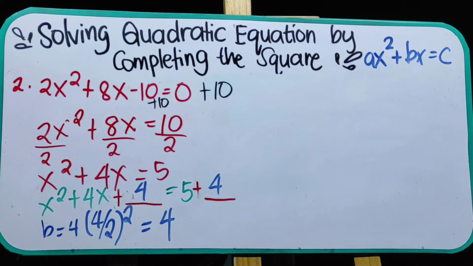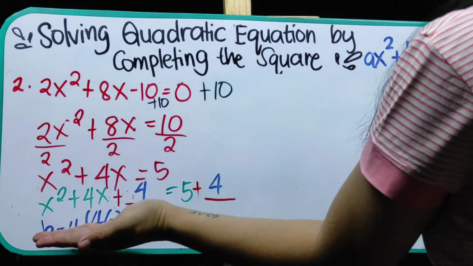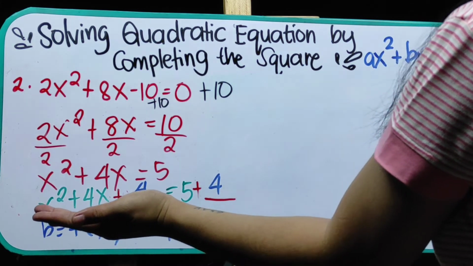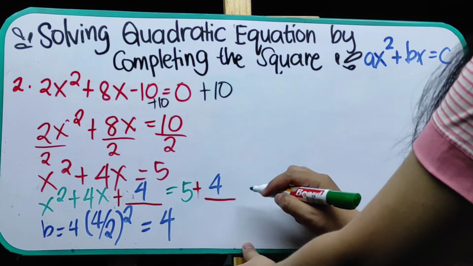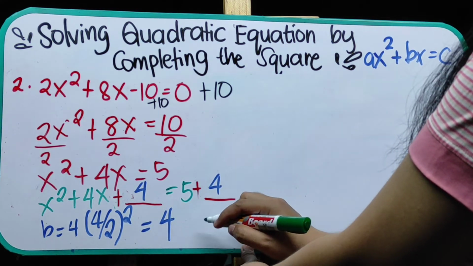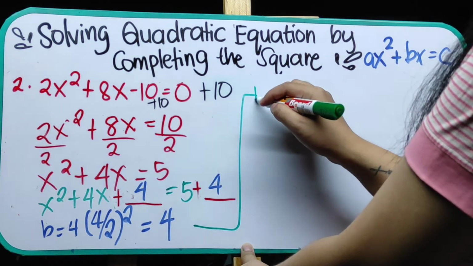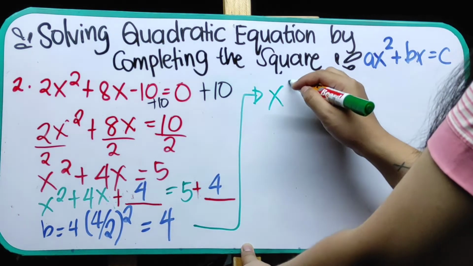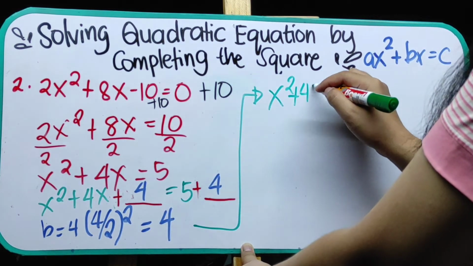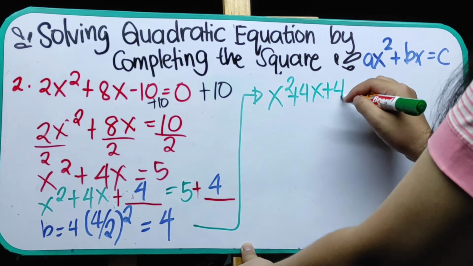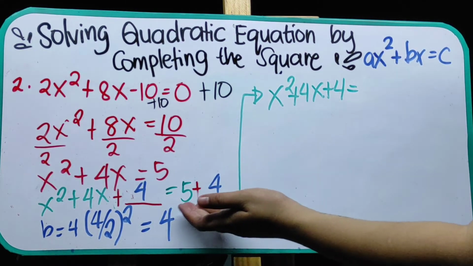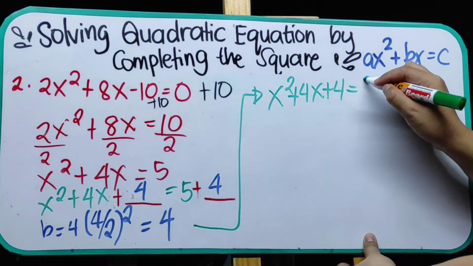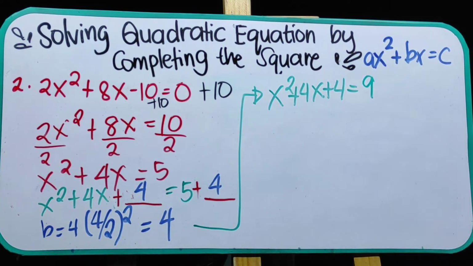Okay. So, ito, nasa left side natin, ay isa na siyang perfect square trinomial. So, i-rewrite po natin siya. So, we have x squared plus 4x plus 4 equals. And then, ito, i-simplify natin. 5 plus 4 is equal to 9.